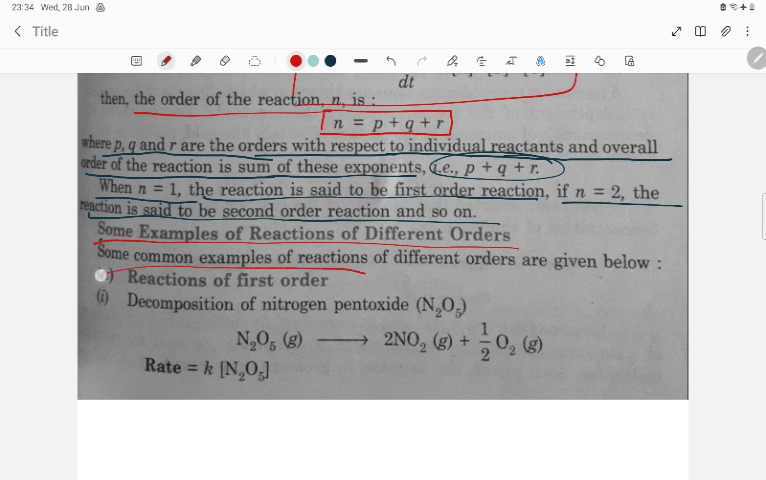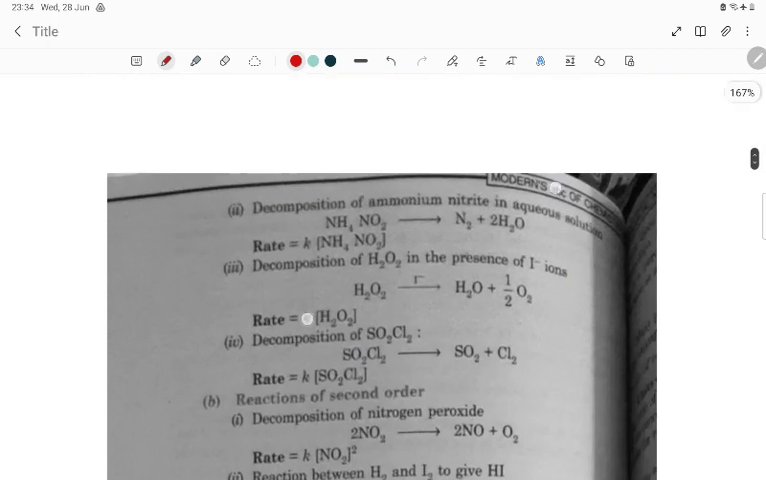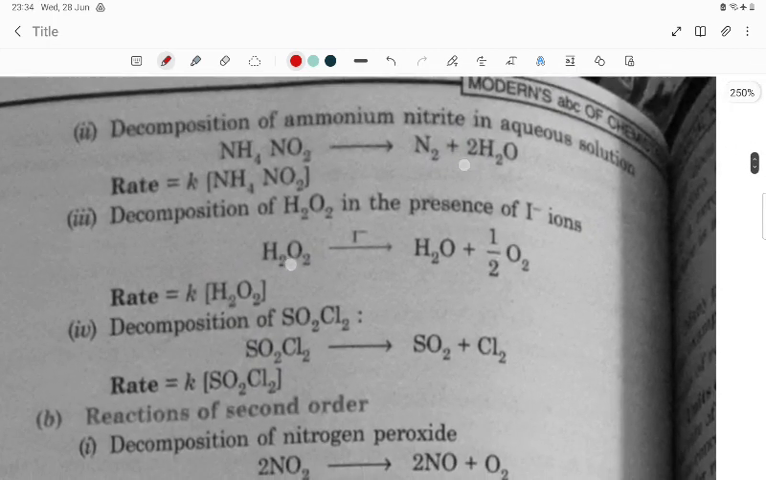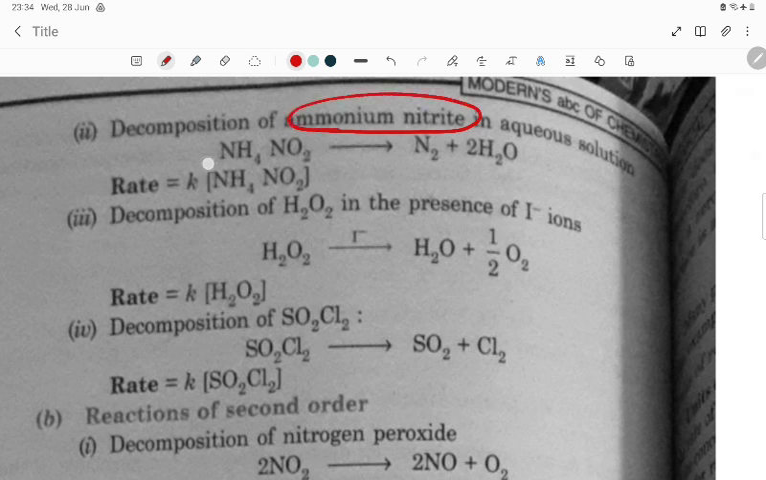Reactions of the first order. What is first order? Decomposition of nitrogen pentoxide: N2O5 decomposes to give 2NO2 plus half O2. This is a first order reaction. Now let us move on to the next first order reaction: decomposition of ammonium nitrite, NH4NO2. It gives N2 plus 2H2O. This is also a first order reaction.